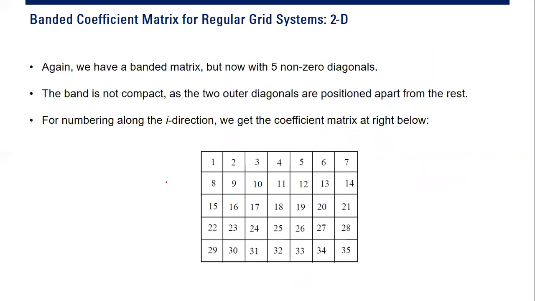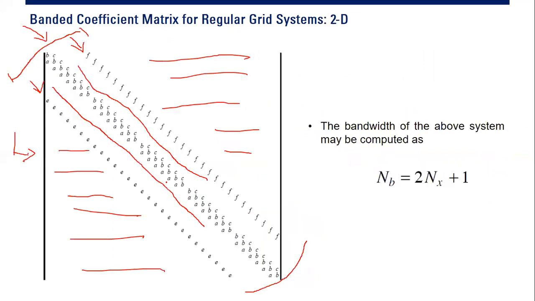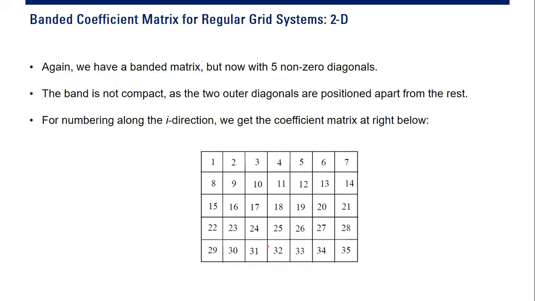Okay, the band is not compact here. Yeah, the band is not compact. The only compact band section is here, A, B, C. But between A, B, C and E, or A, B, C and F, we have zero here. So that's why we say the band is not compact, as the two outer diagonals are positioned apart from the rest.